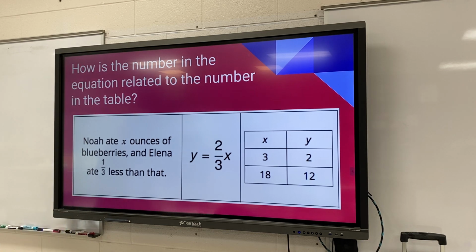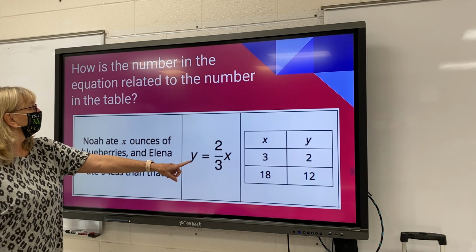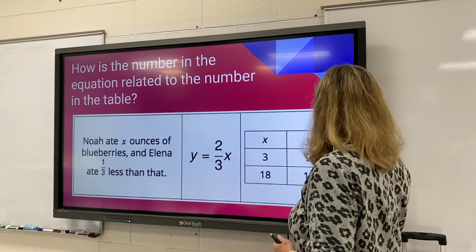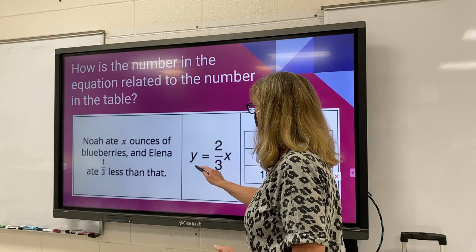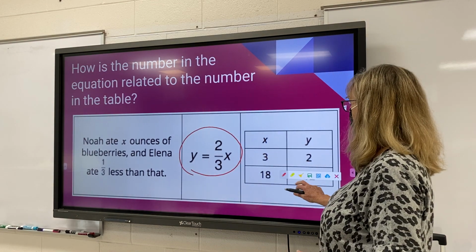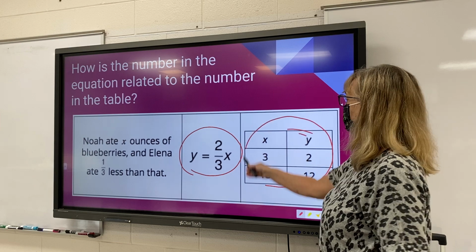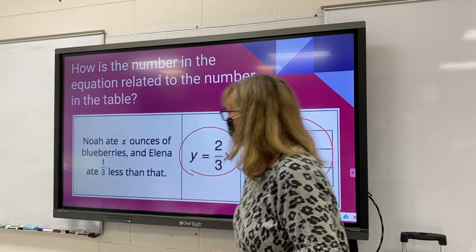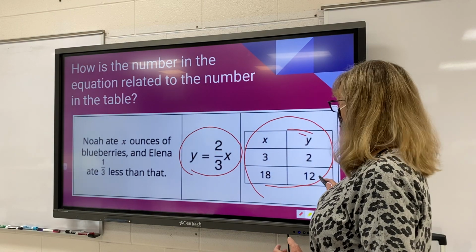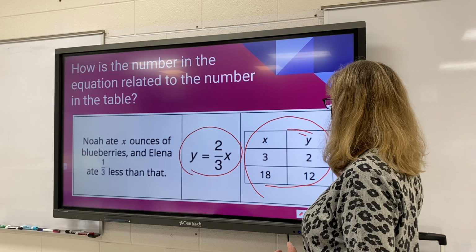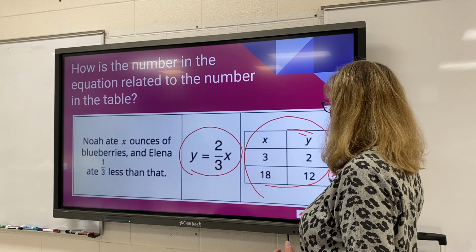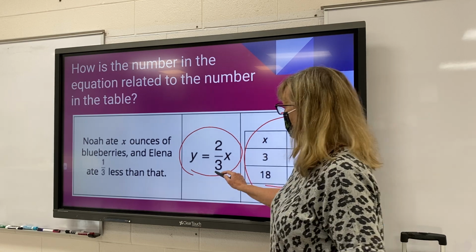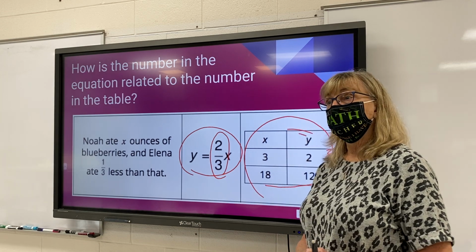All right, how is the number in the equation related to the numbers in the table? So looking at the equation, how is the number in the equation related to the table? How are they related? What, Jahan? They put y over x. Is all of these going to have a COP of 2/3? What's 12 over 18? Is that 2/3? Yes. So there is your COP right there, right?